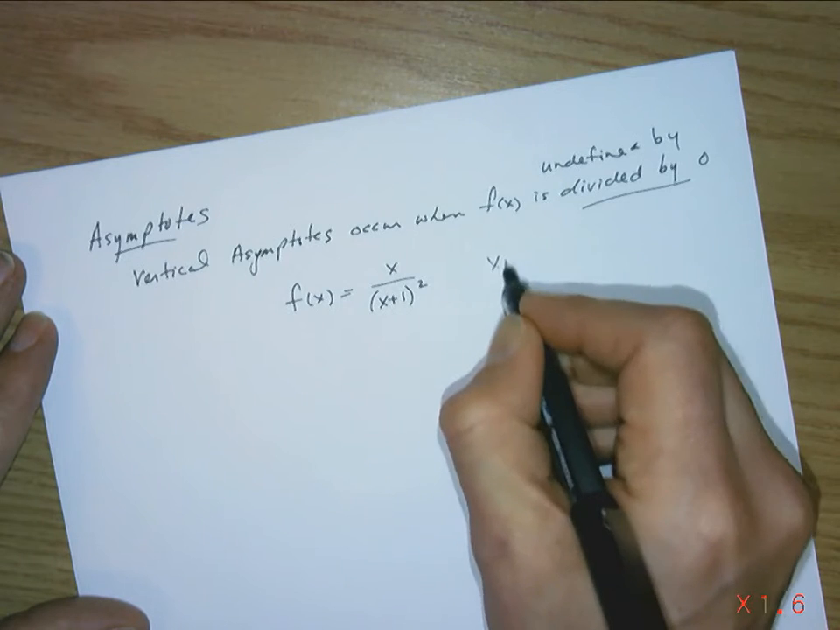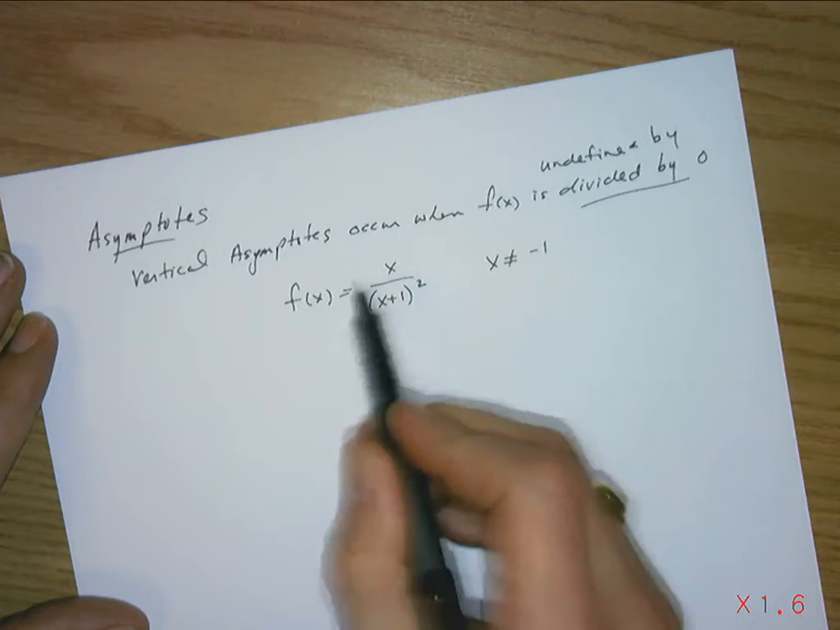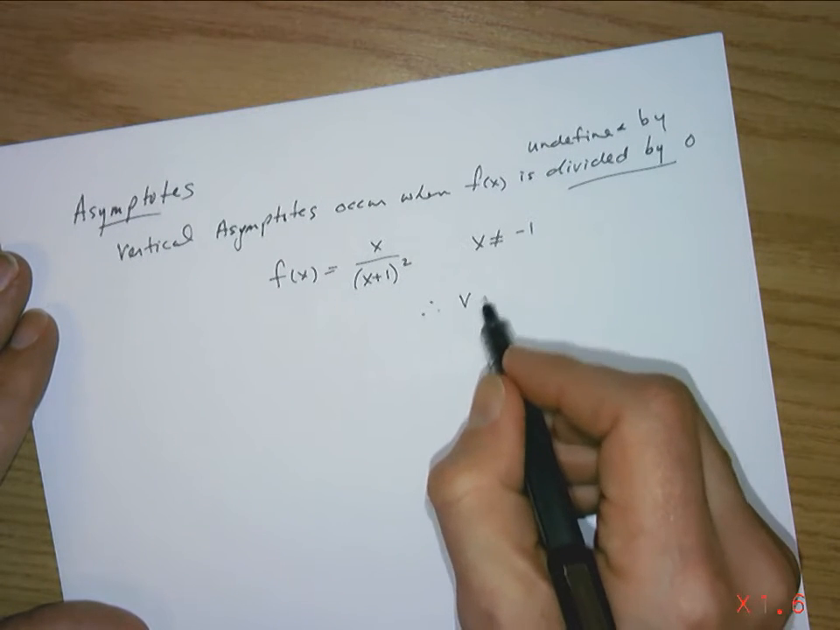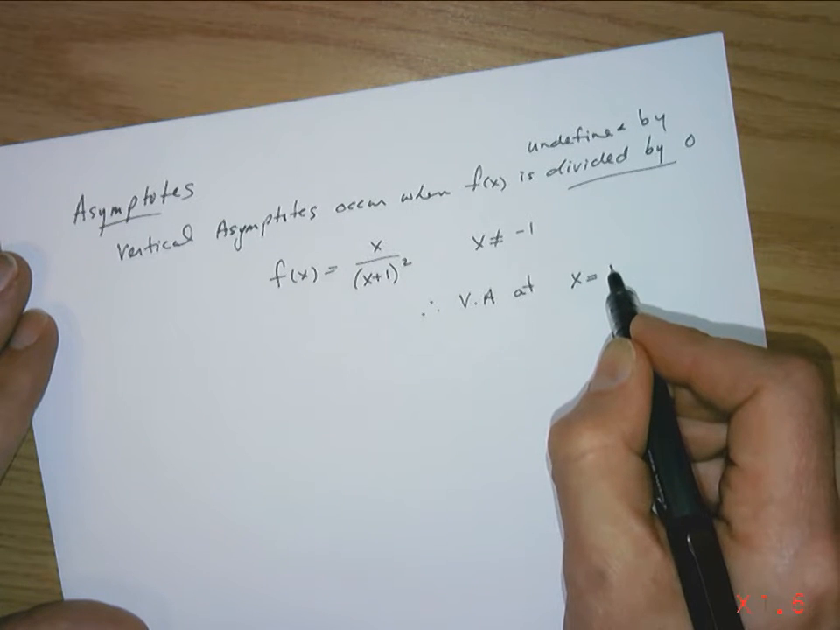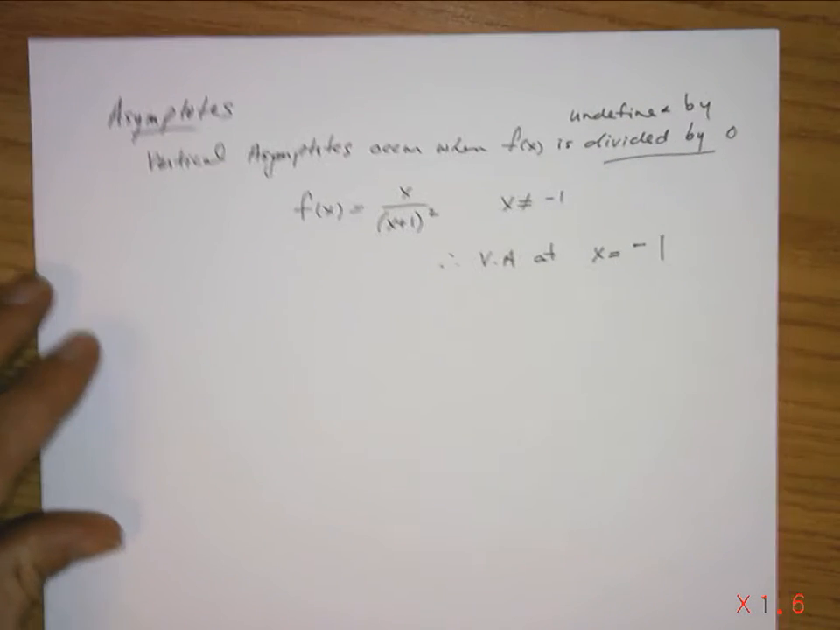You know that x cannot equal -1. When that happens, we're going to get a 0 here and we're going to be undefined. What that means is that therefore there is a vertical asymptote at x equals -1. Okay, that's in fact an asymptote there.